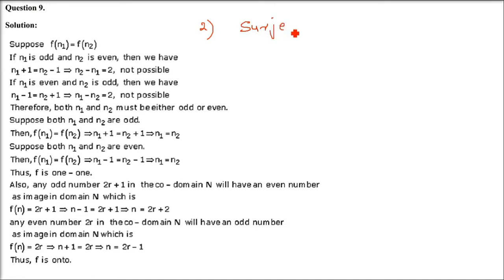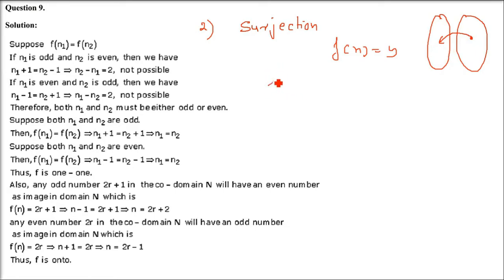Let us check for surjectivity, that is, onto or not. Surjection means what? We write f(x) equals y, and we prove that every value of y will have a proper value of x in the domain. So every y in the codomain will have a pre-image in the first set. The function is f(n) equals n plus 1 if n is odd, and n minus 1 if n is even.